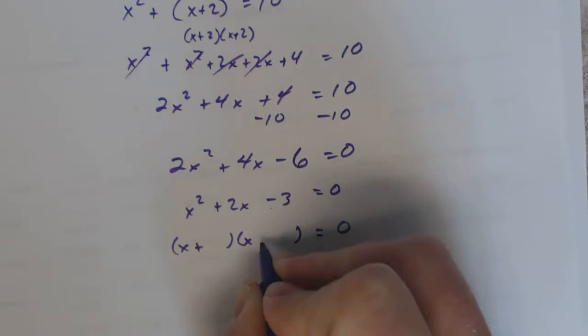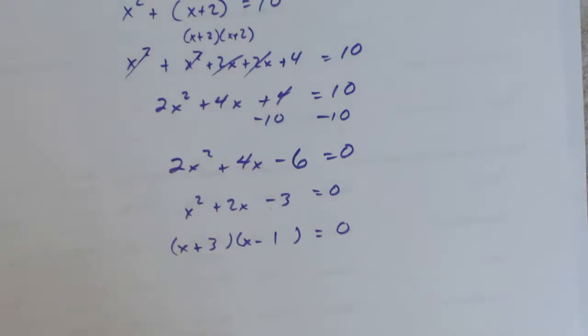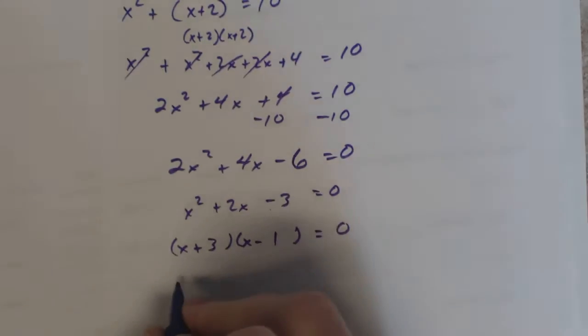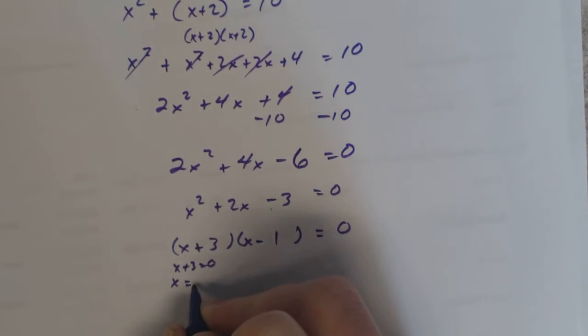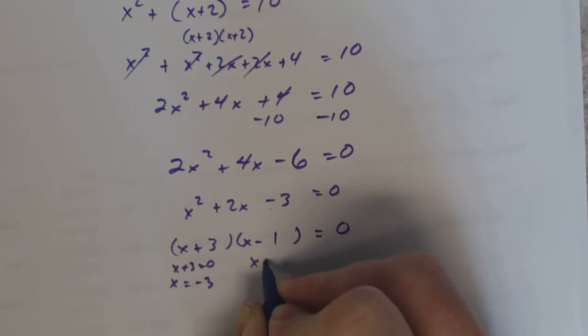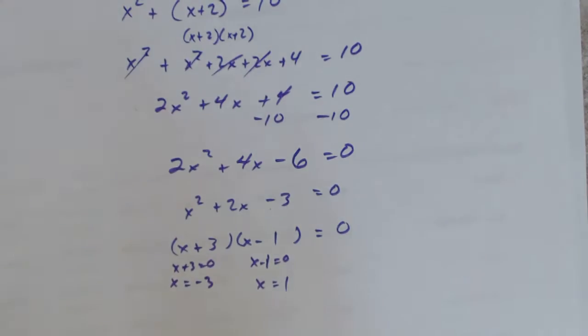Have to be different. 3 times 1. Here we go. We got 3 times 1. Okay, so I've got x plus 3 equals 0, so x equals negative 3. x minus 1 equals 0, so I get x equals 1. I get 2 answers there.